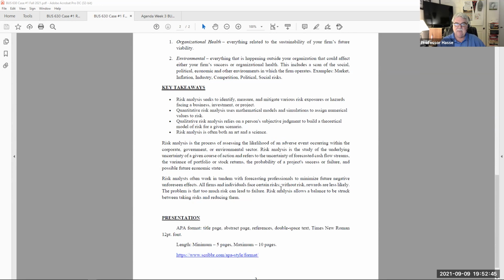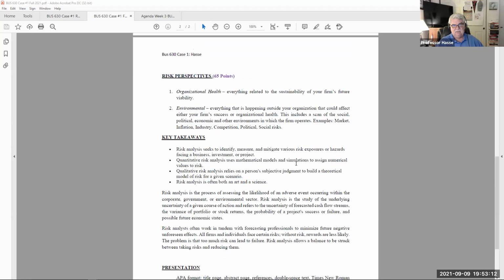Okay, this paper is an APA format paper. 5-page limit, a minimum of 5 pages, a maximum of 10. But you already know that 3 of the pages will be the title page, the abstract page, and the reference page. So 3 pages are already accounted for. You are to put your information together concisely and organized in a manner that explains the risk of the company that you have selected.